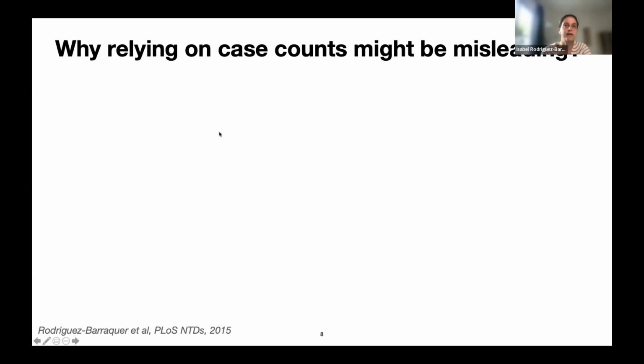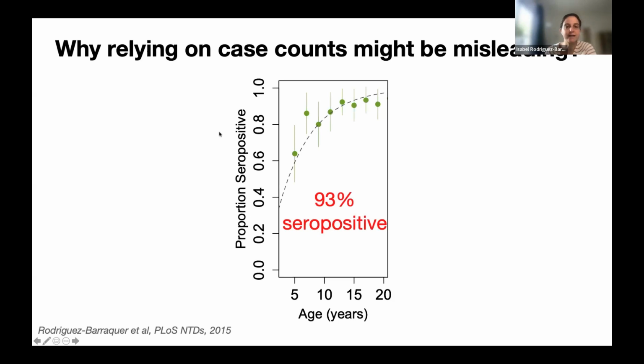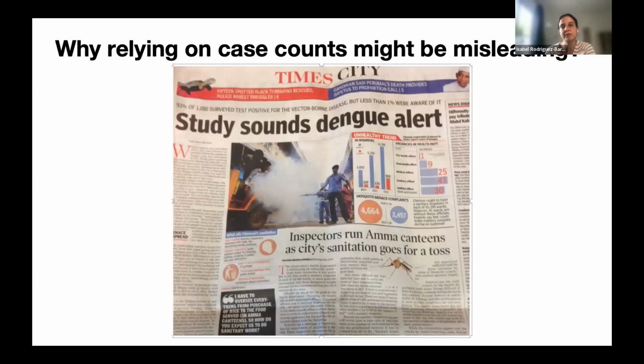And when our results came out, they showed 93% positivity, which is essentially the highest force of infection that we've estimated in any place, or at least up until then, right? And this is what was published later in the local newspaper after our paper was published and our results were published. And of course, since then, they realized they really have a dengue problem, a lot of transmission of arboviruses.